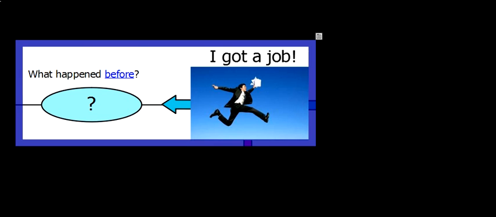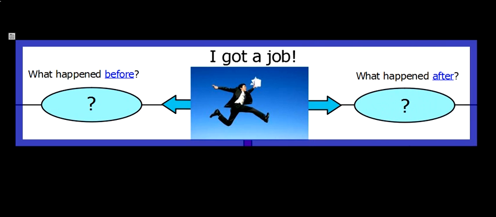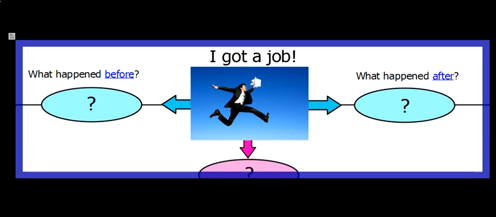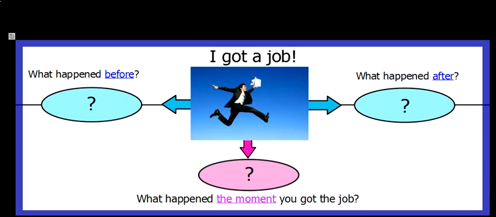Now we're going to use our time phrases to think about things like, well, what happened before you got a job? What are the things that happened before you got a job? Or, for example, what are the things that happened after you got a job? So what are the things before and what are the things after you got a job? Or maybe the moment you got the job, what happened? So what happened the moment that you got the job? So we're going to be using these different ideas to talk about different time phrases and different time clauses to make more complex sentences.